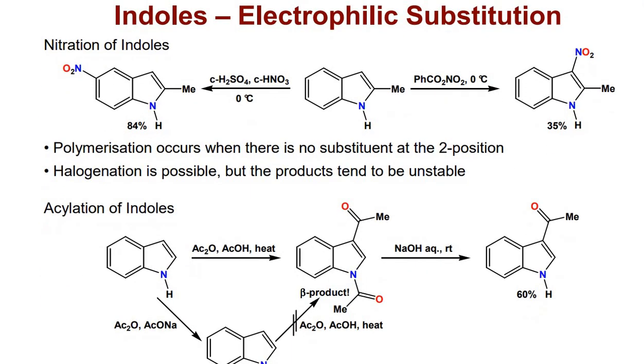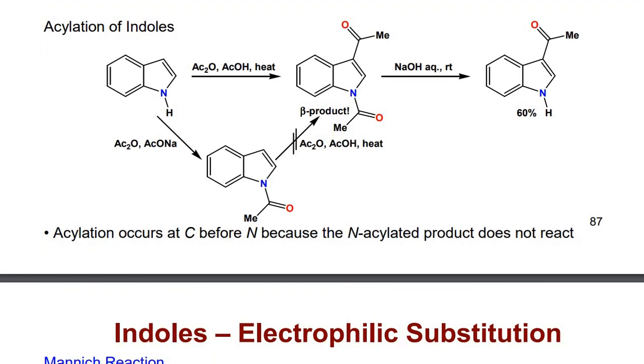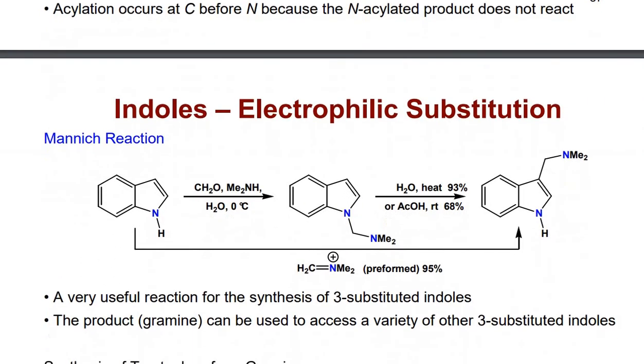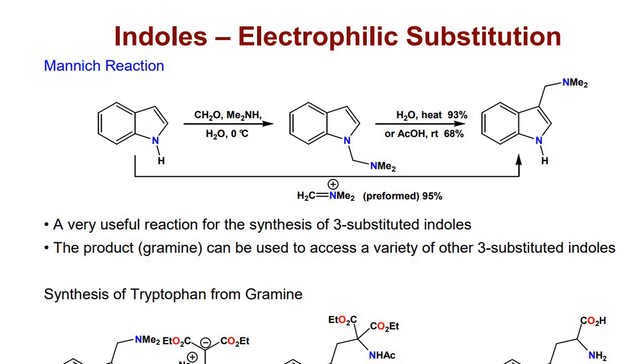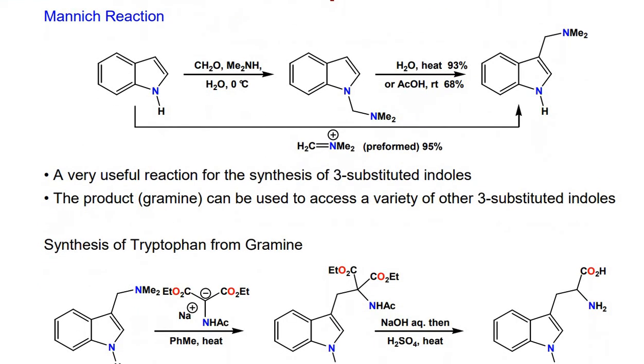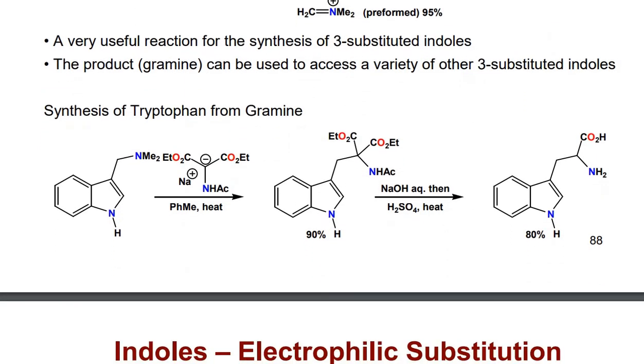Polymerization occurs when there is no substitution at position 2. Halogenation is possible, but the products tend to be unstable. Now acylation of indole, you can look at here. Indole electrophilic substitutions. The Mannich reaction is very important, a very useful reaction for the synthesis of 3-substituted indoles. The product gramine can be used to access a variety of other 3-substituted indoles.